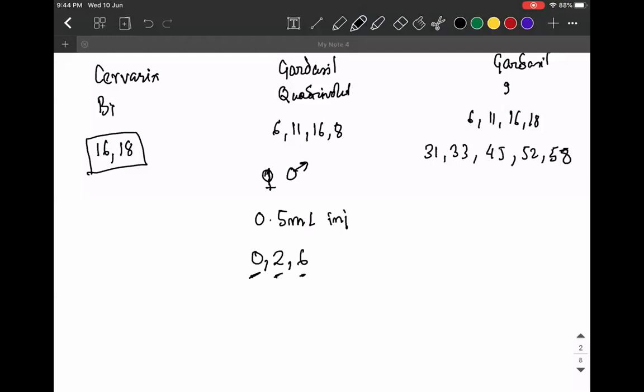As for Cervarix, most of the trials used a regimen of 0, 1, and 6. So the first one at day 0, the second one to be given after 1 month, and the third one to be given at 6 months, right? Cervarix was given mostly to women, not men. And for both of these, the age group that it is given in is 9 to 26. Okay, so the most effective age group.